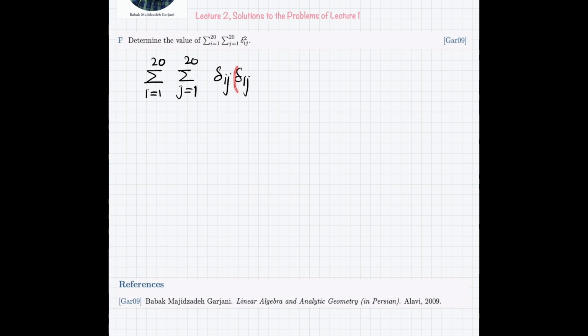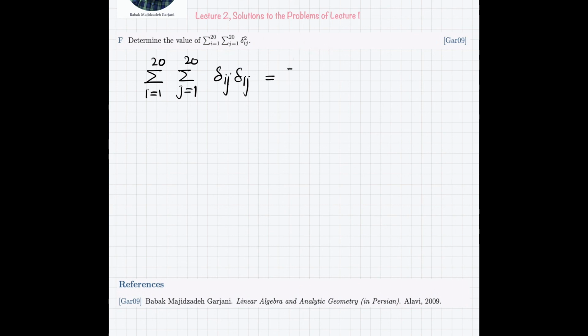I can use this delta to eliminate this sigma. Is that possible? Because this sigma depends on j, you need to consider the second index. Is the second index always in the range of the first index here? Yes, because j goes from 1 to 20, i also goes from 1 to 20. So that's always the case. So it means that I am on the safe side. I can eliminate this delta with this sigma. The price is that wherever j is left, I need to replace it with i.